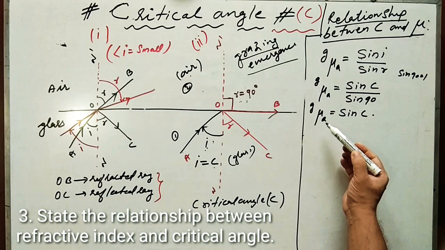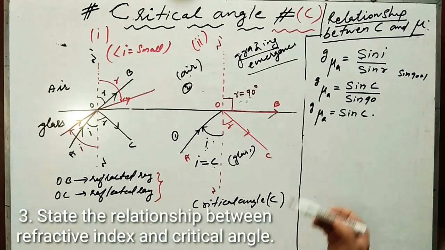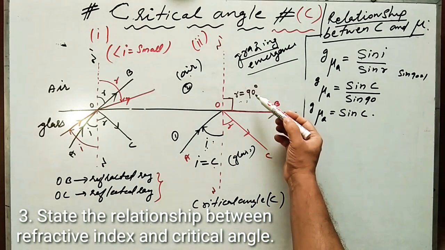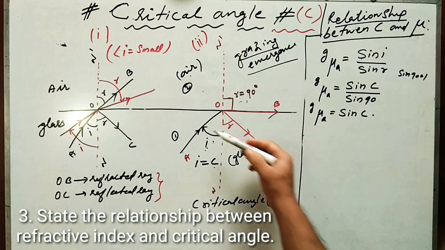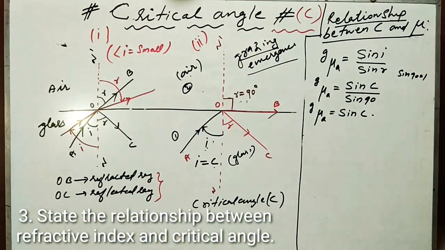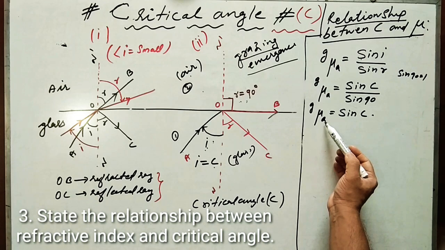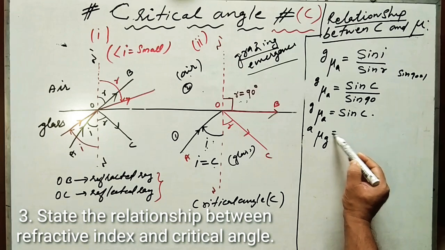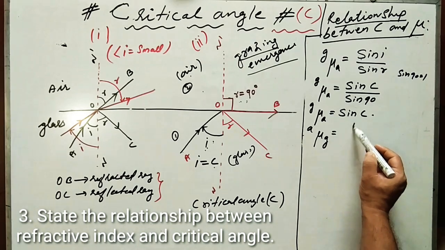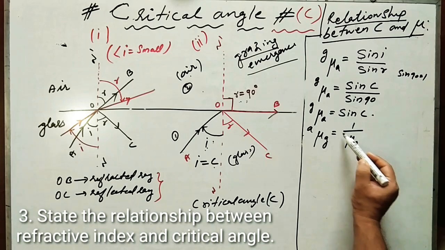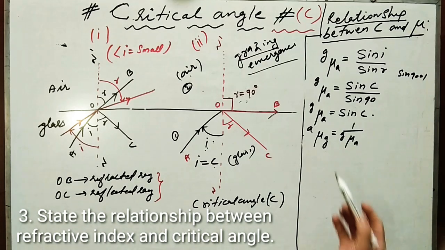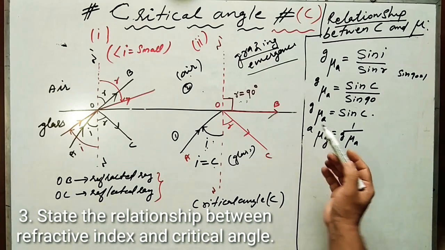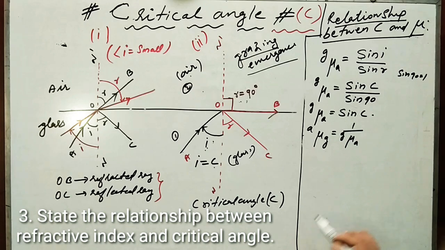Now, this is the refractive index of air with respect to glass. We need to find the critical angle for the glass-air interface. So if you know the refractive index of air with respect to glass, you know the refractive index of glass with respect to air: just take the reciprocal of that, 1 by the refractive index of air with respect to glass.